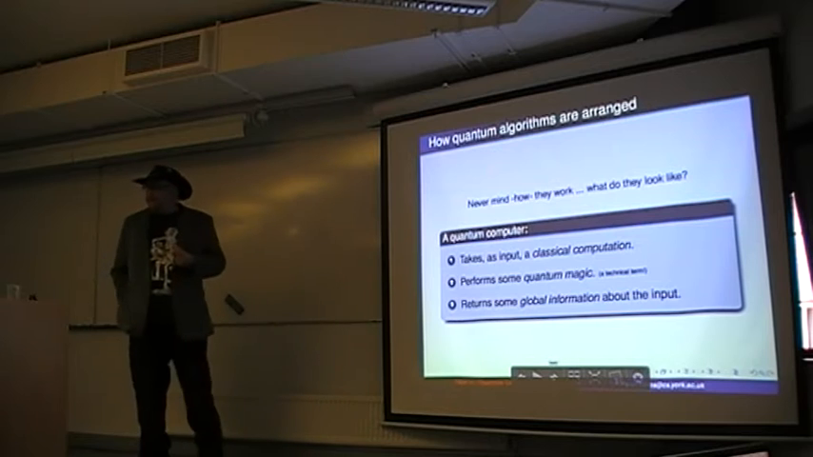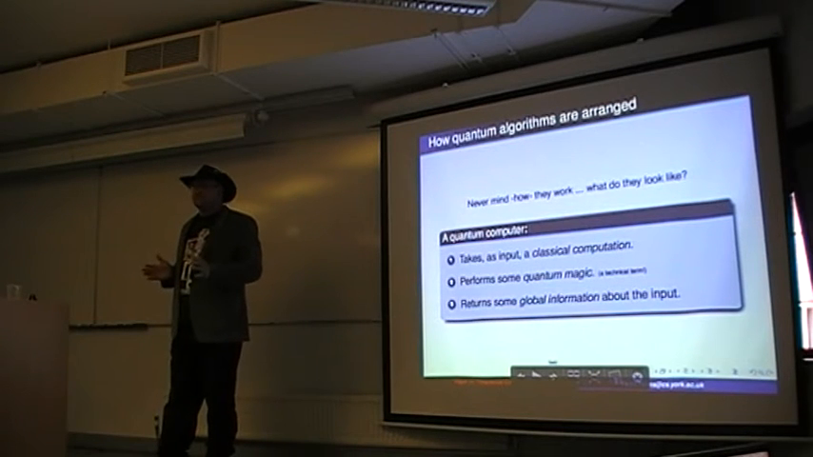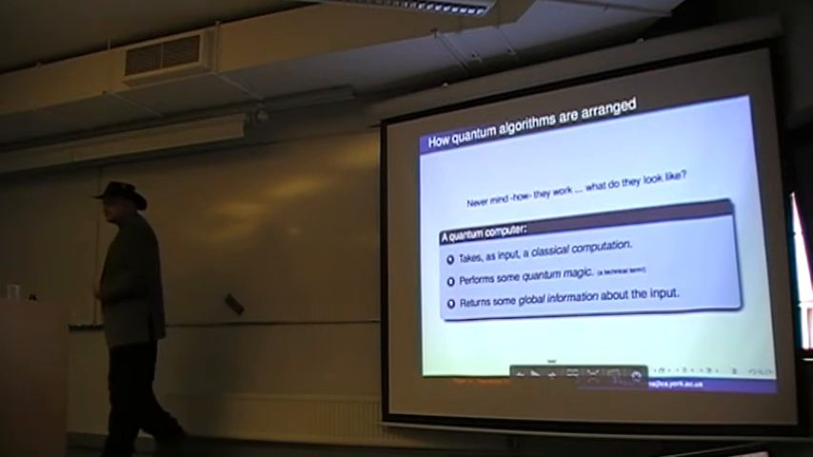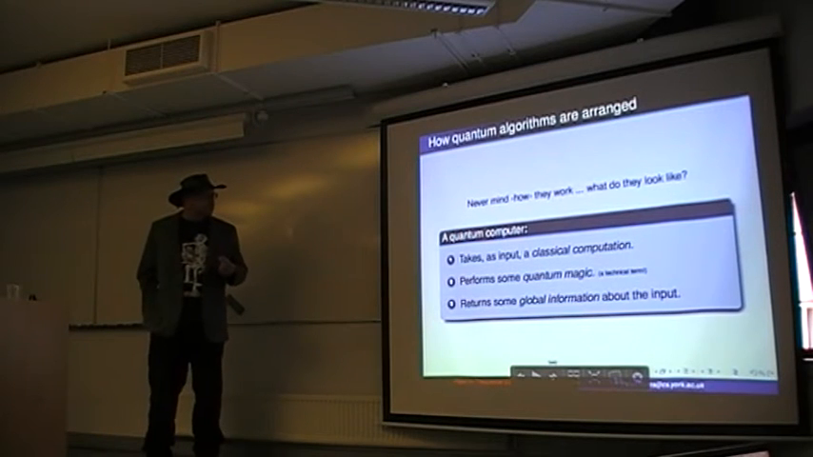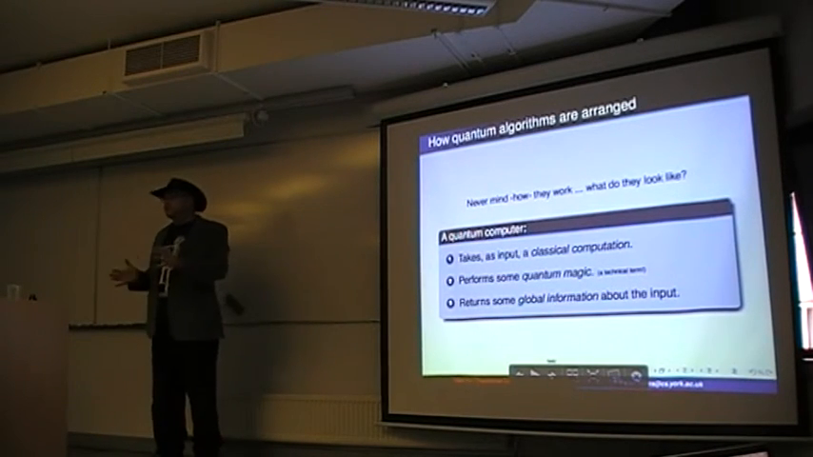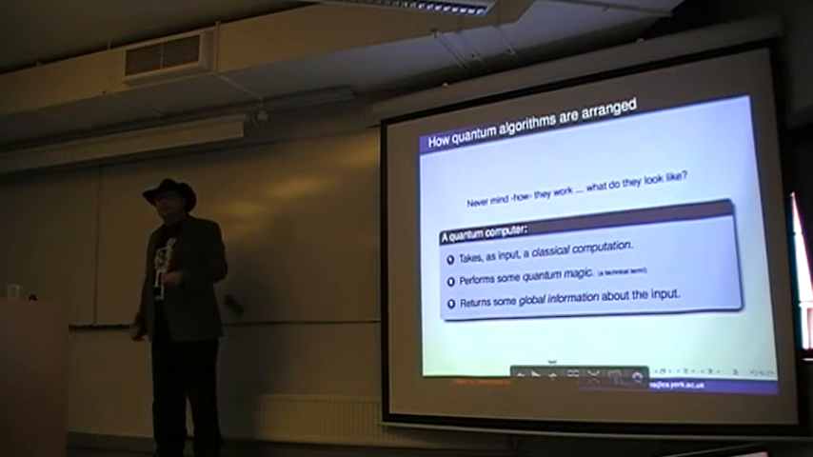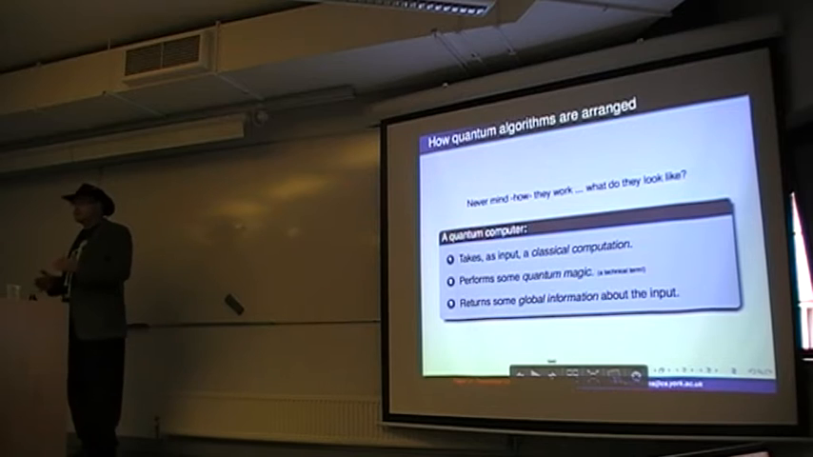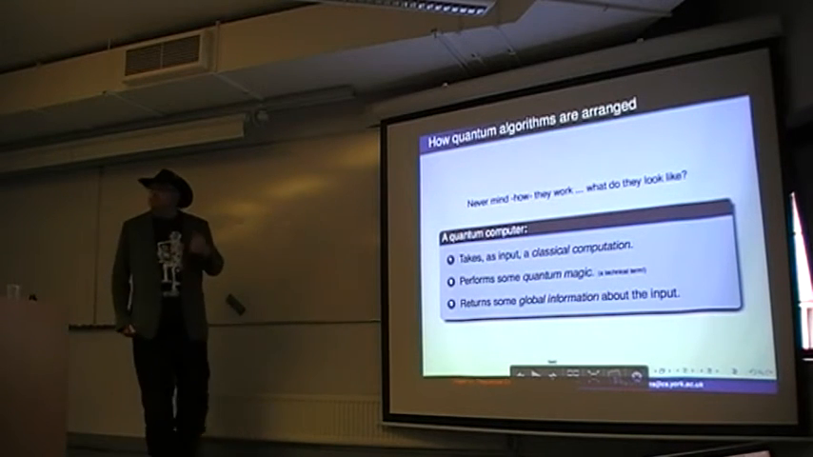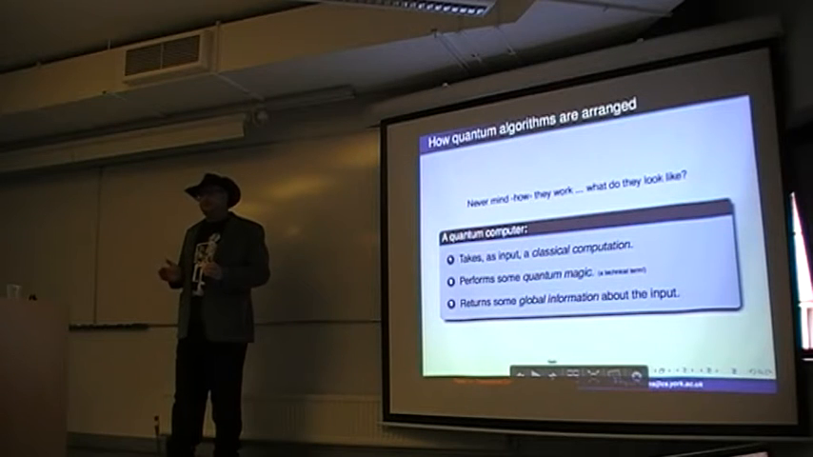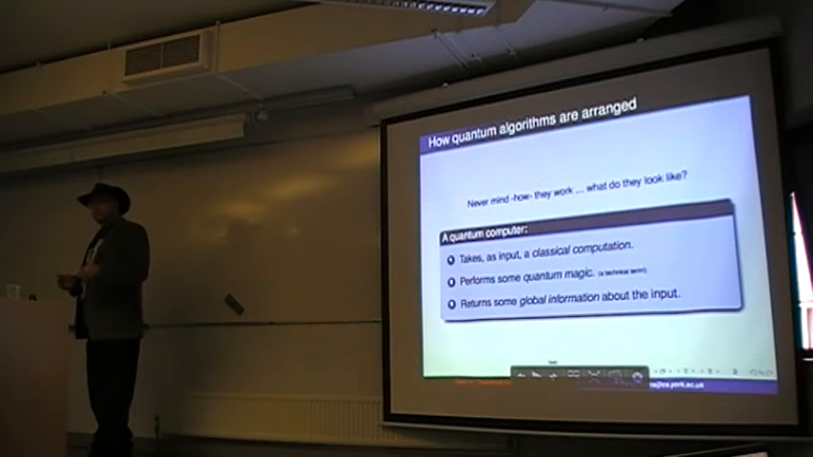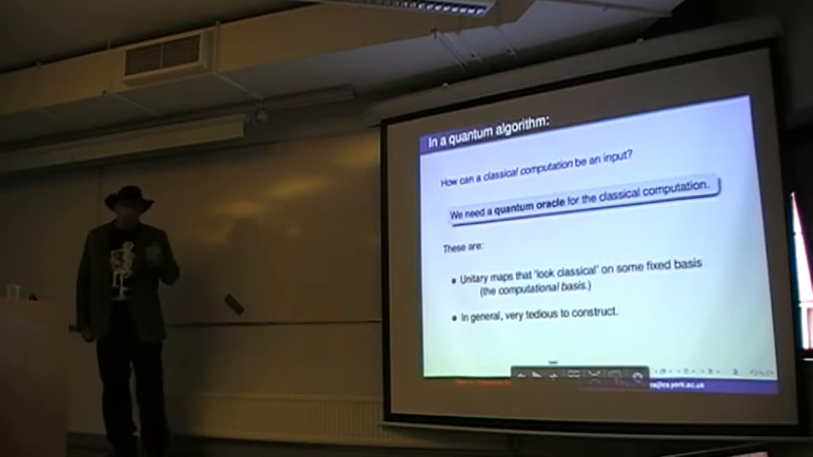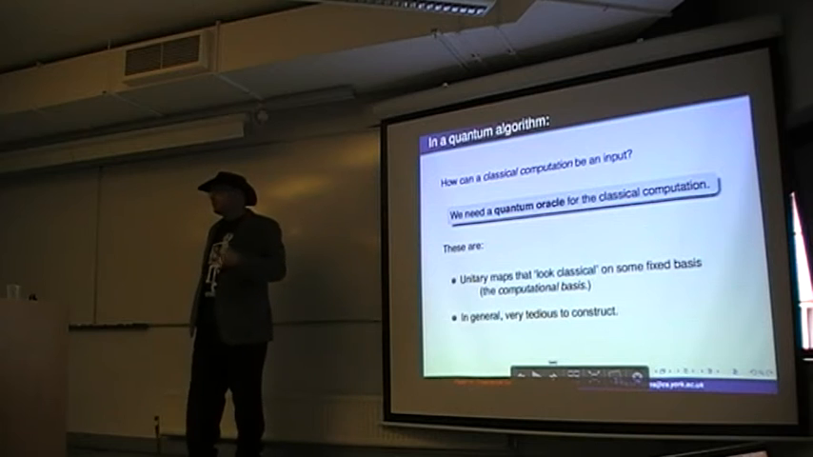Well, what I'd like to look at is not how quantum algorithms work, because asking that question is a surefire way to start an argument. Let's just look at what principles they follow, what do they look like? So, this is what I tell students. A quantum computer, the input to it, is actually a classical computation. Then it performs some quantum magic, which is a technical term explained in the rest of the course, hopefully, and then it returns some global information about the classical computation that you gave it. For example, is it balanced or is it constant? What's the period of it? Where are the distinguished points? That kind of thing.